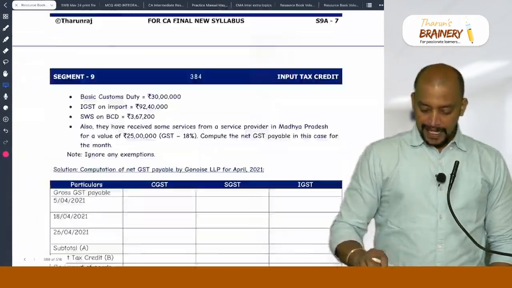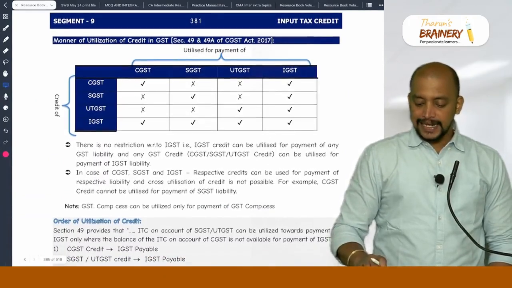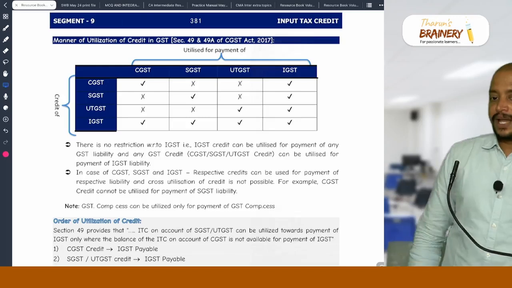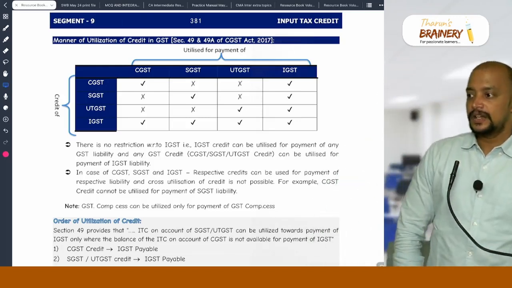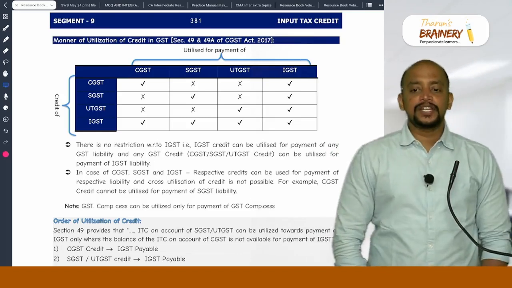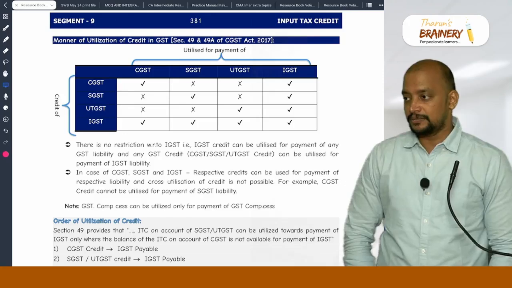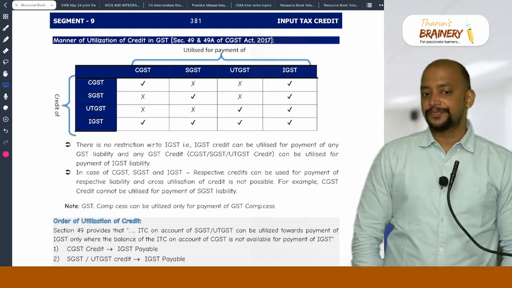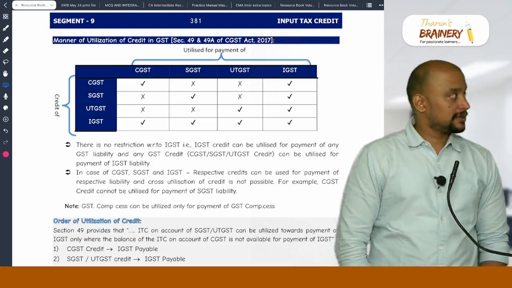Look into page number 381. Page 381. Page numbers, don't look into the footer, look into the header. Actually, header is the only correct page numbers. Footer page numbers I gave for my reference. Page 381.